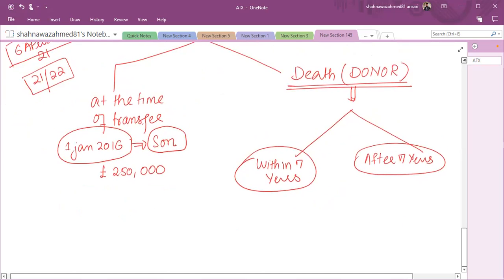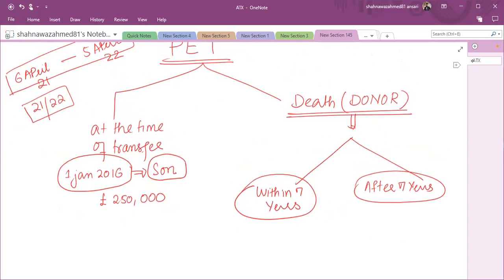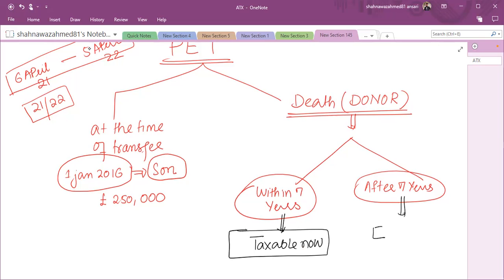So whenever there is a gift which is classified as a PET, there is no tax at the time of transfer, but after the transfer, you have to identify the death of the donor. If the donor dies within 7 years, that particular gift will be taxable now on the death of the donor. But if the donor survives 7 years, then it is completely exempt, and there will be no tax at all.